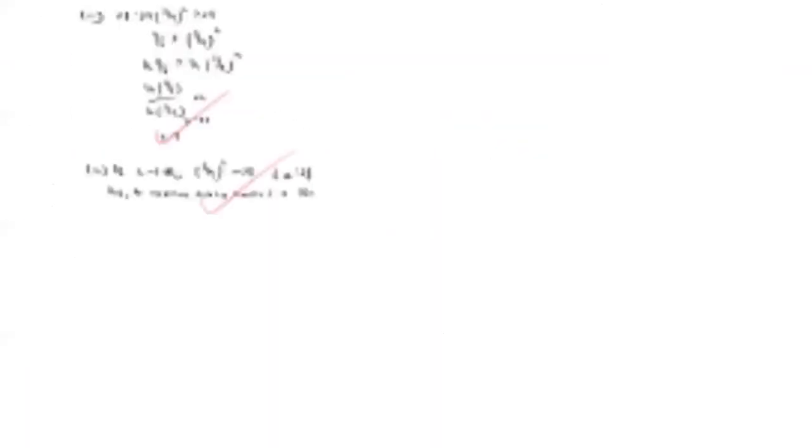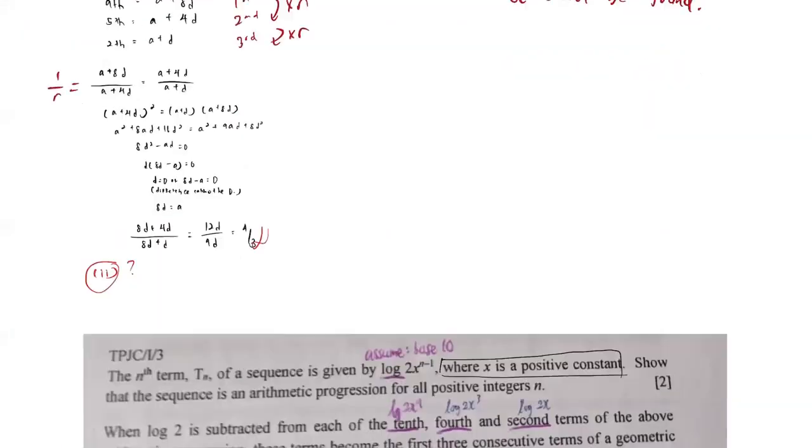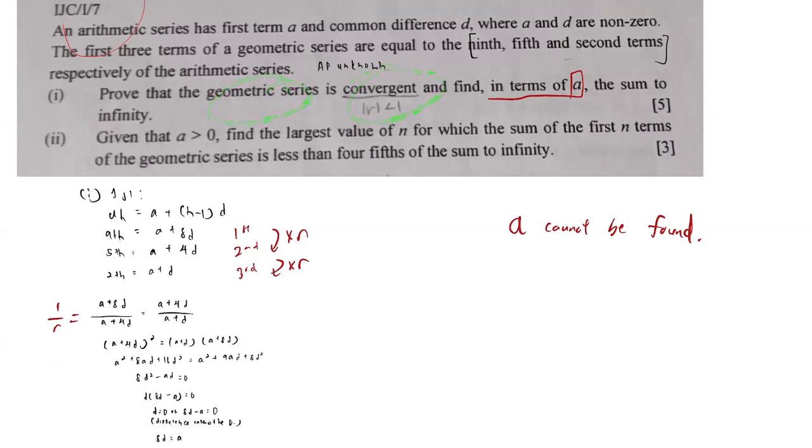Okay, so anyways, when we want to prove that the geometric series is convergent, all we need to do is to show that the modulus of r is less than 1. In this case, what is the modulus of r? Modulus of r is actually just the modulus of a plus d over a plus 4d, but it's the other way around. You have to flip it around. It's a plus 4d over a plus 8d. Equivalently, it's the modulus of a plus d divided by a plus 4d.